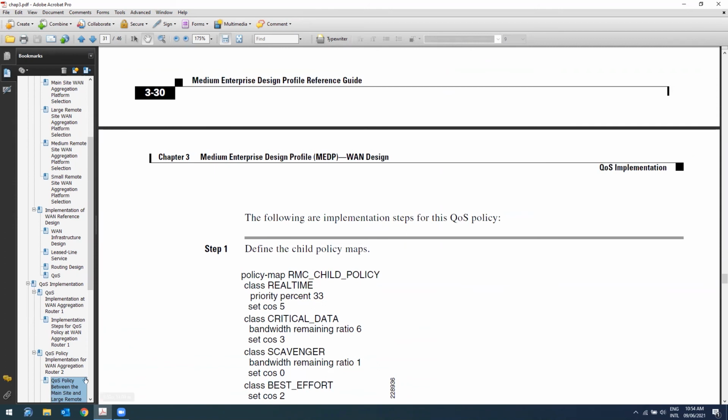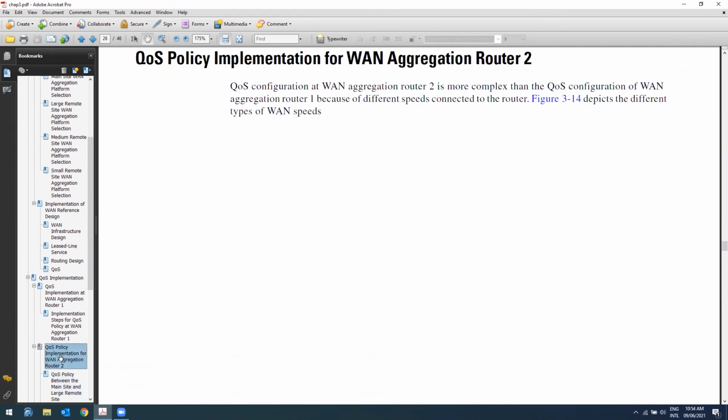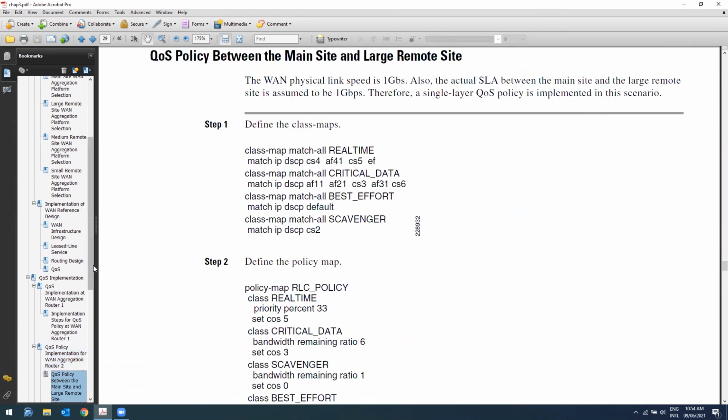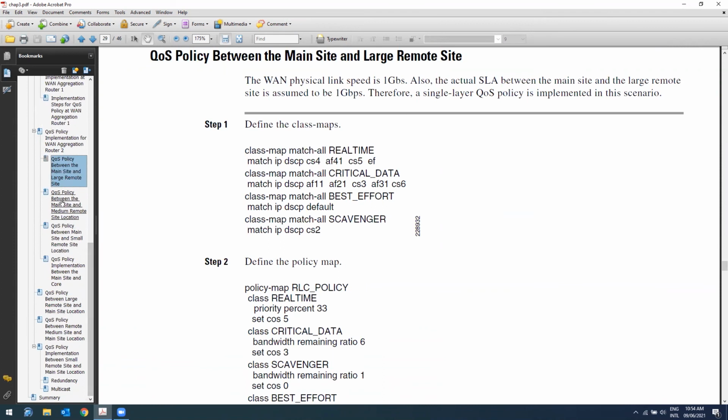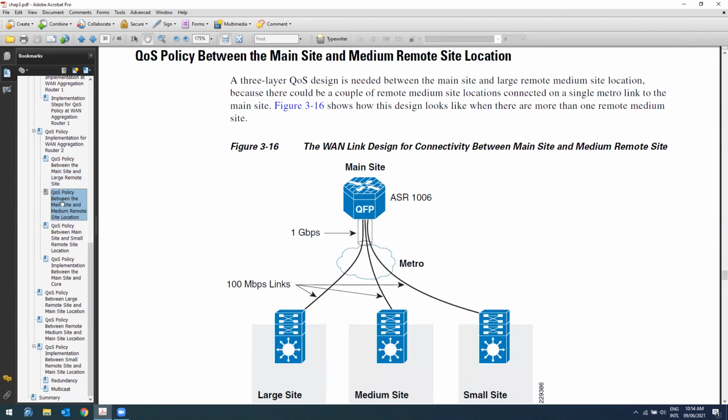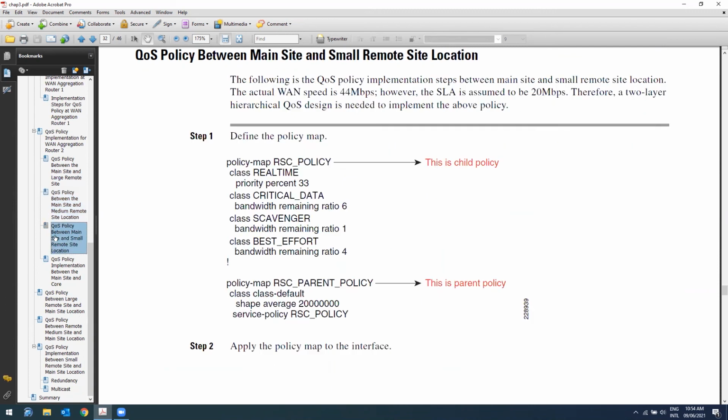See, the thing here is most of the things are configuration, right? So these things need to be done when we have an actual router, when we are in campus.